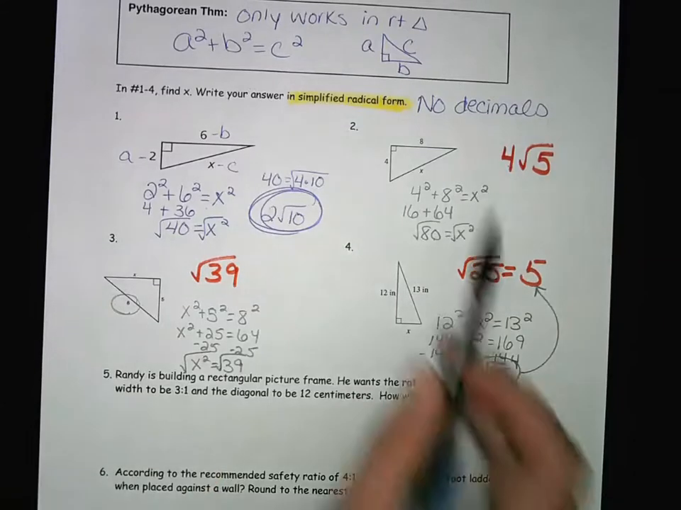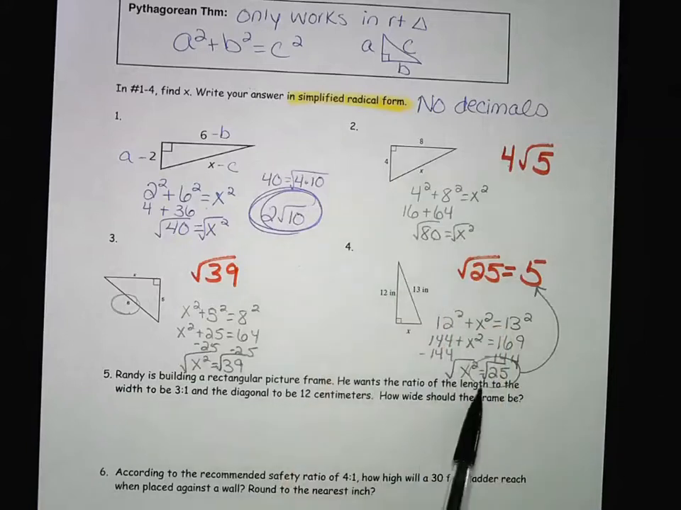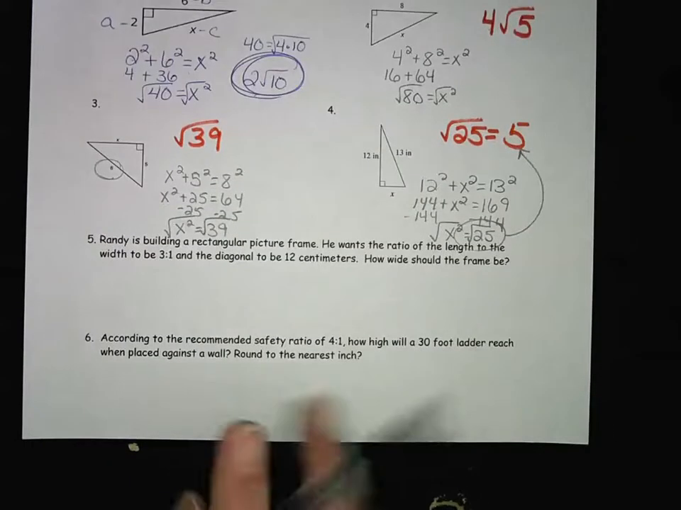So basically on this section, they just don't want decimals. And so, if you can leave it, if it's perfect, then that's great. But otherwise, you'd want to break them down into their radical form. So if you have questions on that section or on the radical portion, please see me.